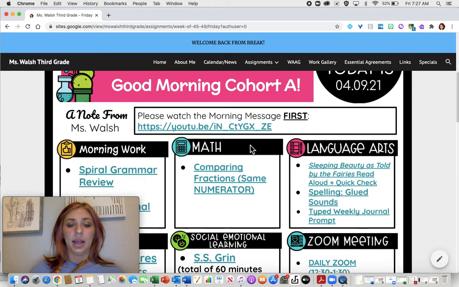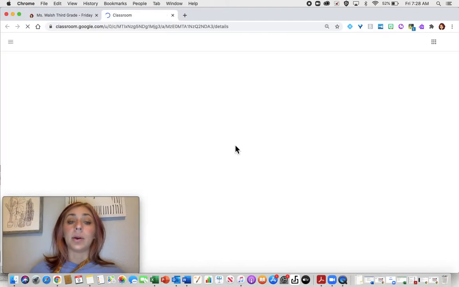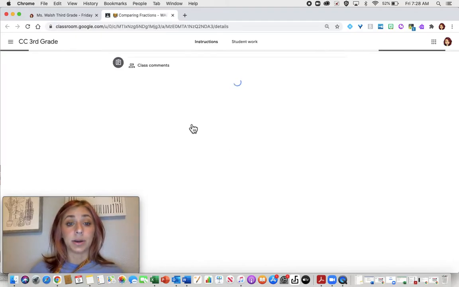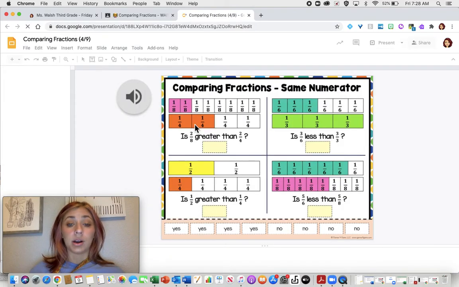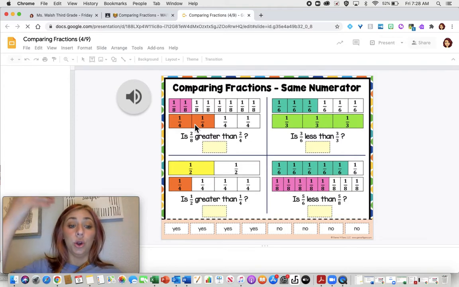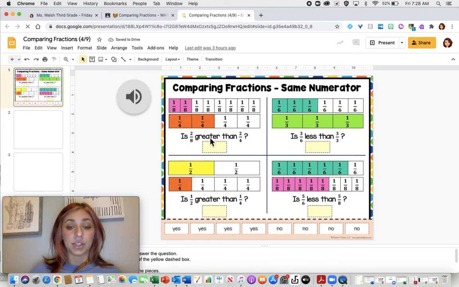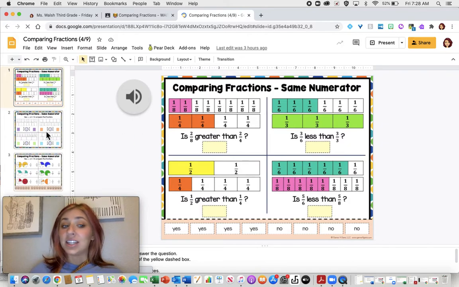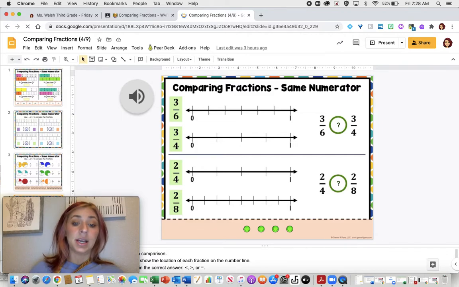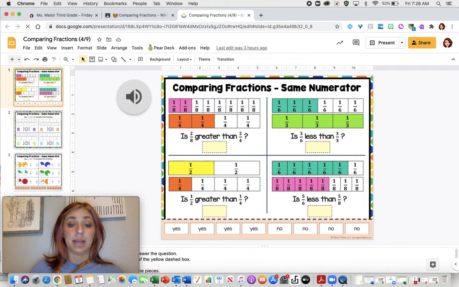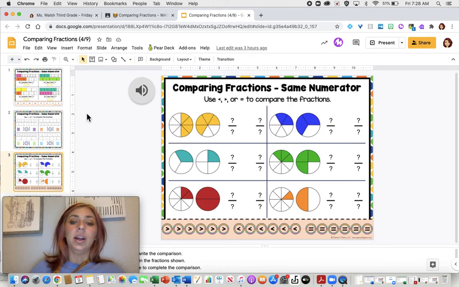Okay, then you have your math. We are talking about comparing fractions. Yesterday we talked about comparing fractions with the same denominator. Now we're going to talk about comparing fractions with the same numerator. You can see here we have 2 and 2 on top, 3 and 3 on top, 1 and 1. So our numerators are now going to be the same. It's going to be the same questions you did yesterday, just with different numbers for this activity. So please keep that in mind. It's the same thing that you did yesterday, just different numbers.